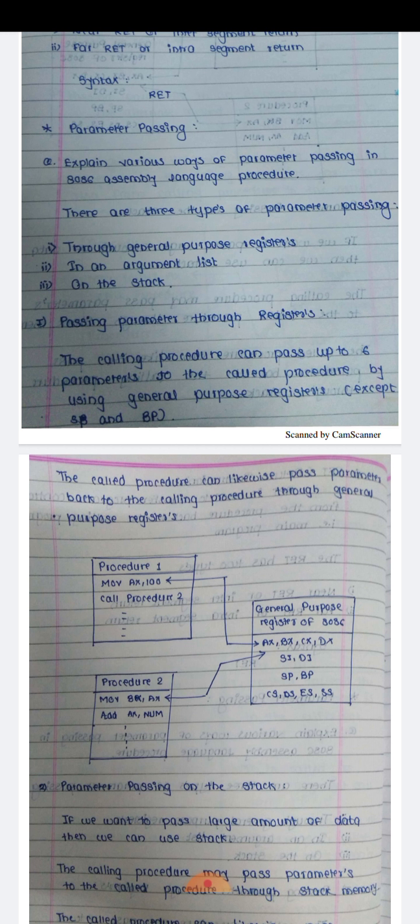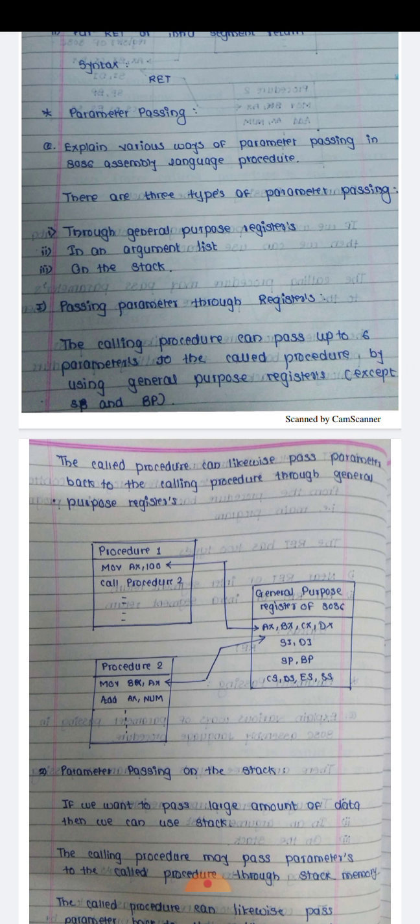See, under procedure 1, code is written where the register AX is used, and we have called procedure 2. So when we call procedure 2, the parameters from the general purpose register are transferred to procedure 2. Then it will execute the program. The general purpose register takes the parameters, does the procedure, and again passes the parameters back, and the procedure will display the parameters using general purpose registers only. So this is called parameter passing using general purpose registers.